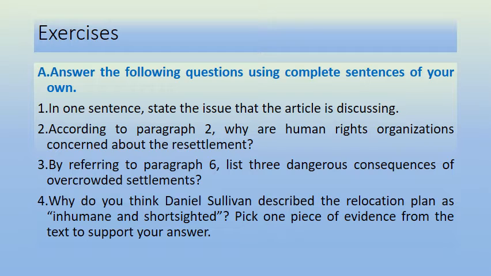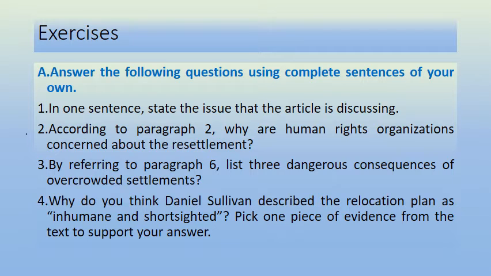Exercise one: in one sentence, state the issue that the article is discussing. Of course, the article is discussing the relocation of a huge number of Rohingya Muslims who had to escape persecution from their mother country, Myanmar. They are being relocated from refugee camps to a remote island in Bangladesh called Basan Char.